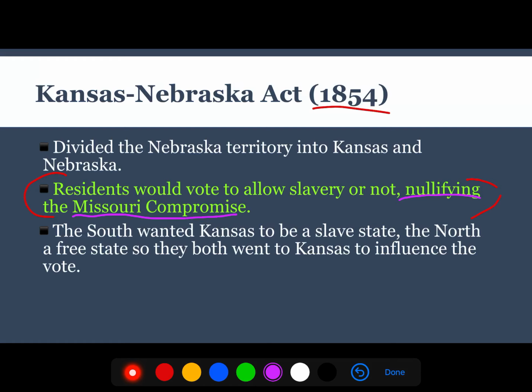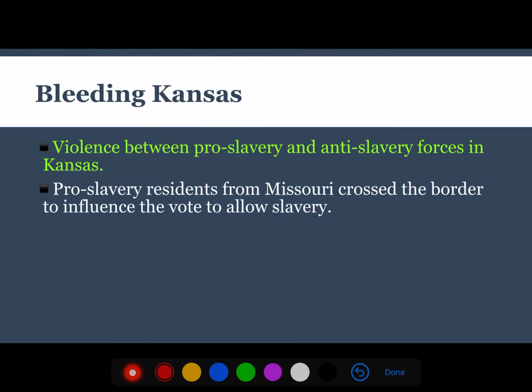So the Missouri Compromise established that slave-free state border in 1820 as the southern border of Missouri, meaning anything south of that would be admitted as a slave state and anything north of that would be admitted as a free state. And this Kansas-Nebraska Act completely ignores it. And so it gives residents the ability to vote on slavery. And so both people from the North and the South go to Kansas to influence the vote. And you ultimately end up with Bleeding Kansas.